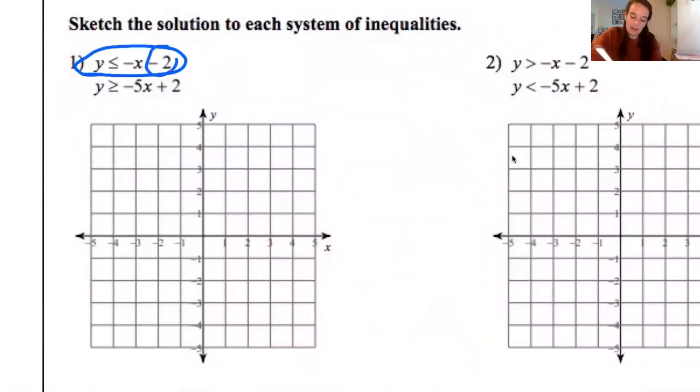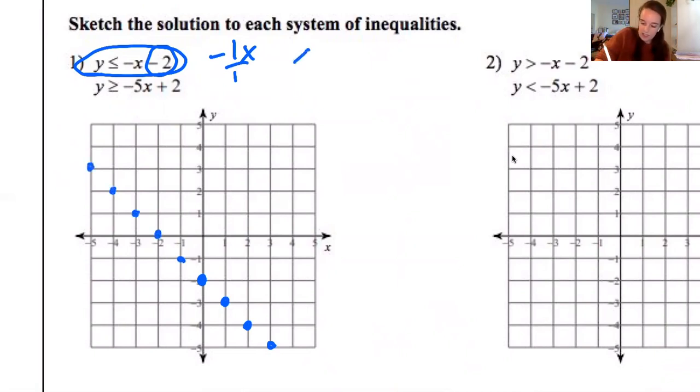I'm starting at negative 2. And this is negative x. So negative x really is like negative 1 over 1x. So down 1, over 1, down 1, over 1, down 1, right 1, down 1, right 1. You want your graph to be going down from left to right. And then I'm going to work my way backwards.